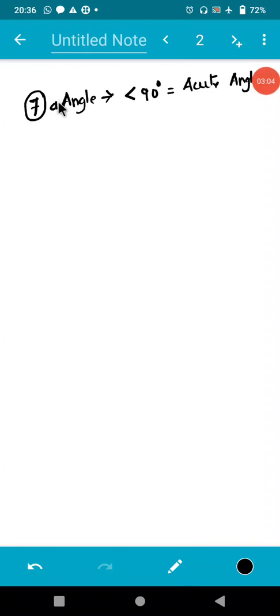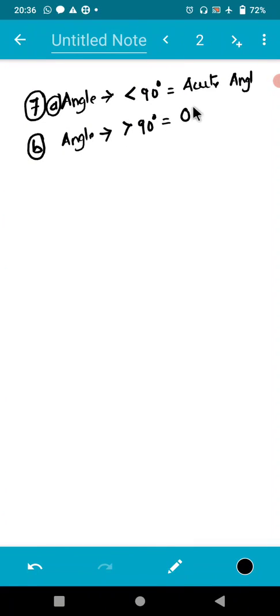Now this is number A. Now what about B? You have to again name an angle, and this time they have said you have to name that angle which is greater than 90 degrees. So greater than 90 degrees are called obtuse angle. Okay, so number C.